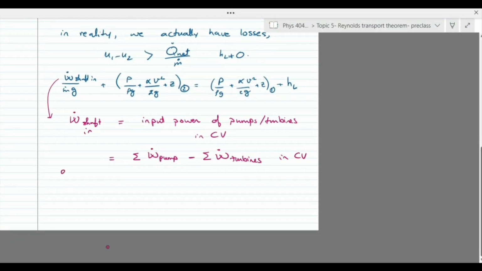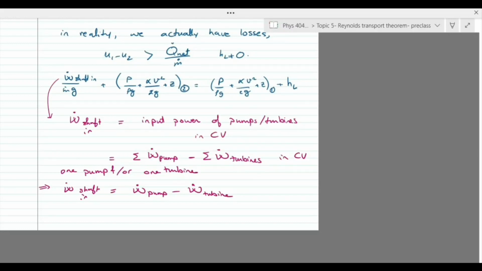Usually we have one pump and/or one turbine, so I can just write W dot shaft in to be equal to the work done by the one pump that we have minus the work done by the one turbine that we have. So you will see that usually you will have either one of these, so there is no need for me to put the sum. But if I do actually have many pumps, I can always just sum the power of these pumps and put it in my energy equation.